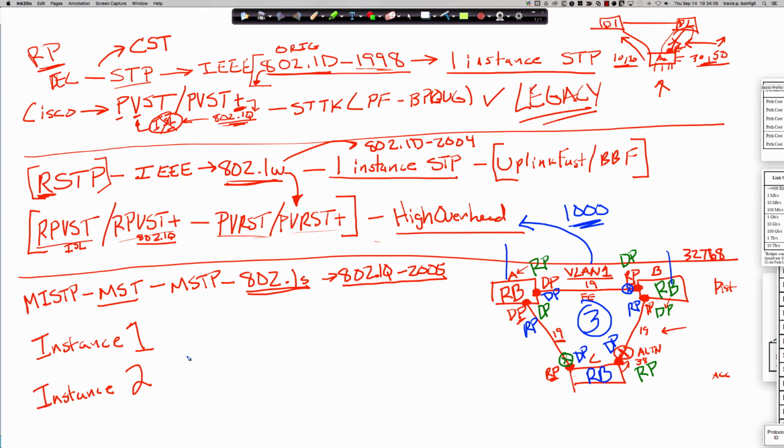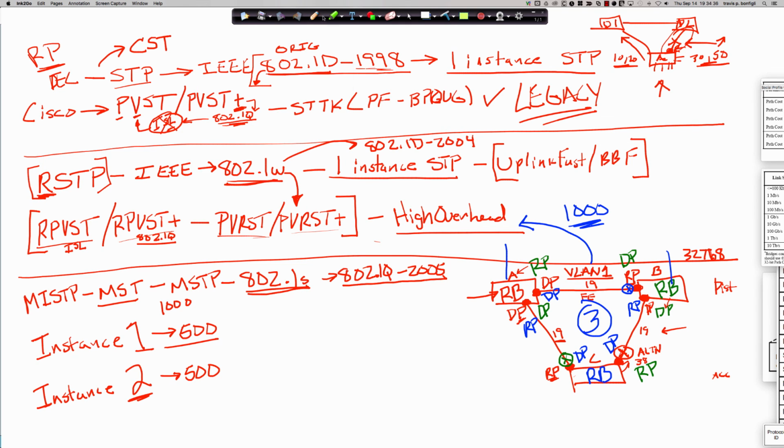Now, up here, if I had 1,000 VLANs, I had 1,000 instances. But down here, if I have 1,000 VLANs, I can say 500 of those are going to use instance 1, and instance 1 is going to be red. So that would be the root bridge for instance 1. And then I can associate these 500 VLANs with instance 2.